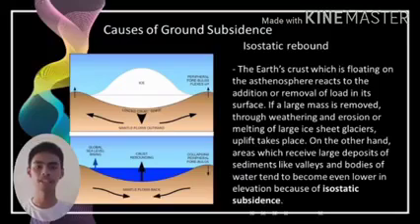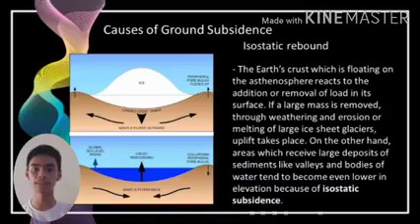Fifth, isostatic rebound. The Earth's crust, which is floating on the asthenosphere, reacts to the addition or removal of load on its surface. If a large mass is removed through weathering and erosion or melting of large ice sheets and glaciers, uplift takes place. On the other hand, areas which receive large deposits of sediments, like valleys and bodies of water, tend to become even lower in elevation because of isostatic subsidence.